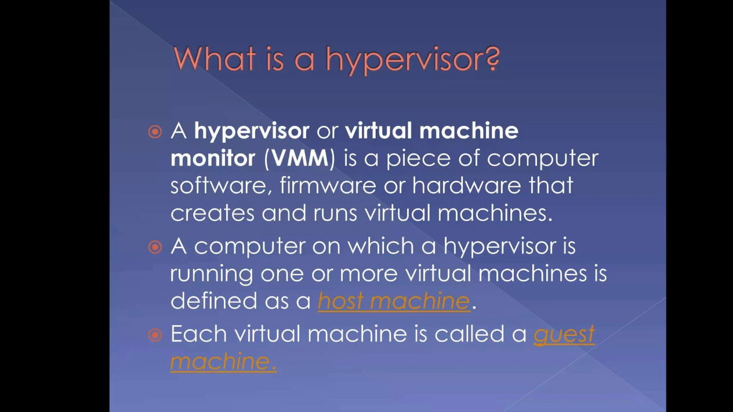What is a hypervisor? A hypervisor, or virtual machine monitor, is a piece of computer software, firmware, or hardware that creates and runs virtual machines. A computer on which a hypervisor is running one or more virtual machines is defined as a host machine. Each virtual machine is called a guest machine.